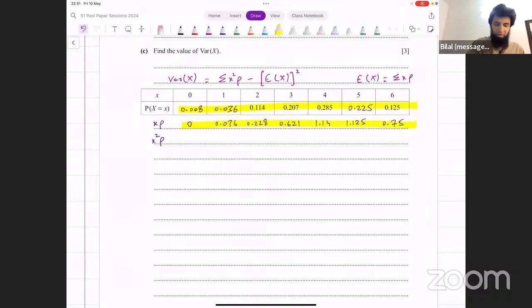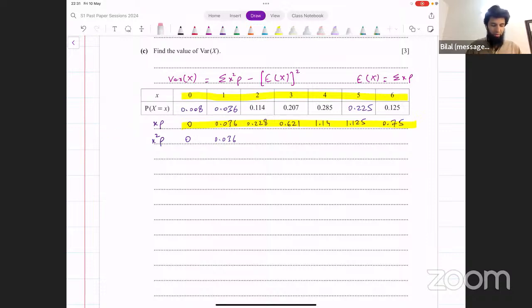I'm sorry, I've done this mistake before as well. X and xp, you can multiply these two rows, and that will also give you x square p. All right, x into xp. What does that give you? 0, 1 into this, that's 0.036. 2 into 0.228, right? Because x into xp, that's also x square p. That's what I'm doing here.